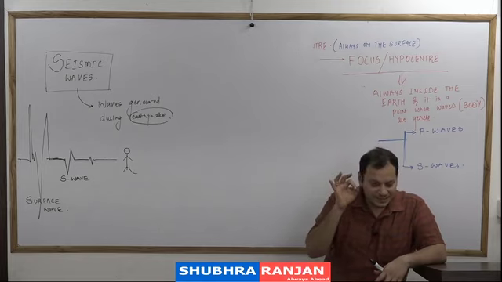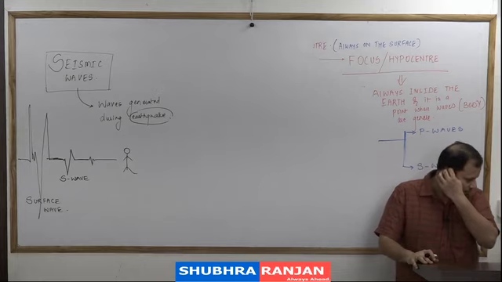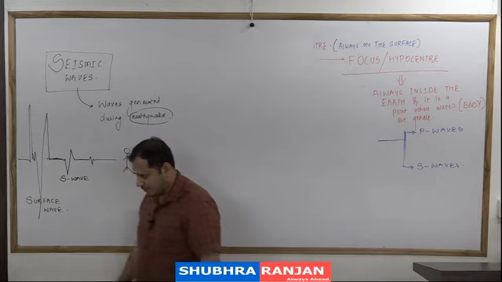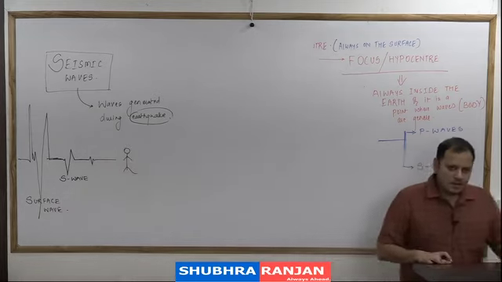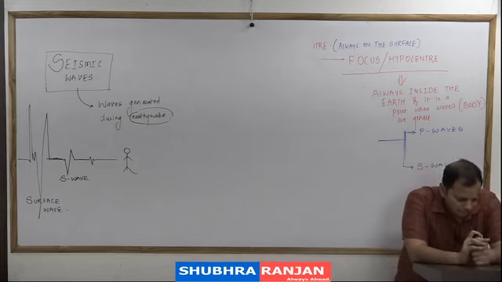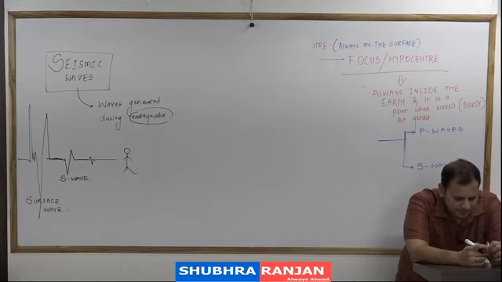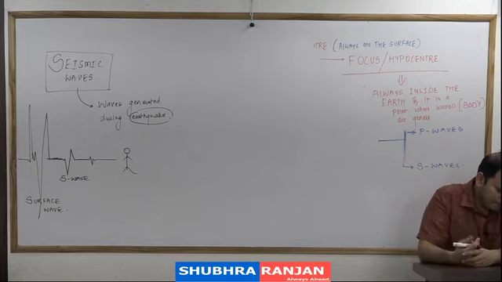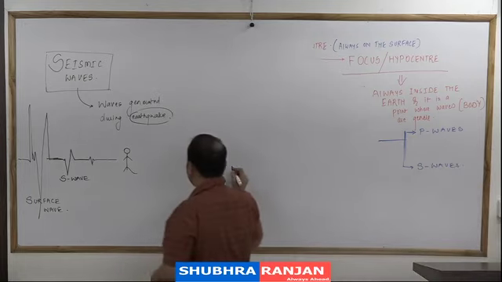So before we see how it does, write the properties of the P wave. Properties of the P wave: primary waves are the first waves to be recorded on the seismograph.